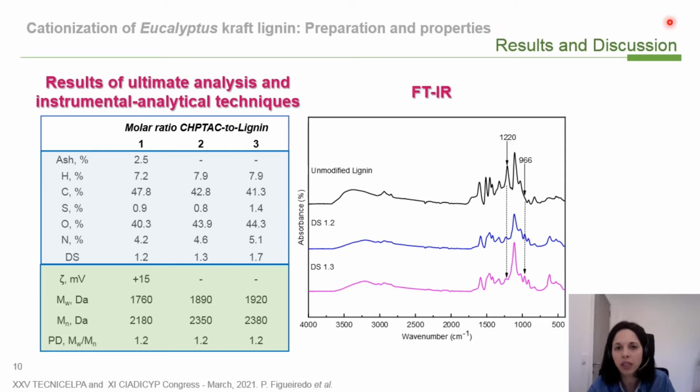And the FTIR spectra confirmed the successful lignin modification, as an example by the peak at 966, which was assigned to the methyl groups of the quaternary ammonium atom, and also by the decrease of the peak at 1220, which represents the CO stretching vibrations for phenolic OH groups.